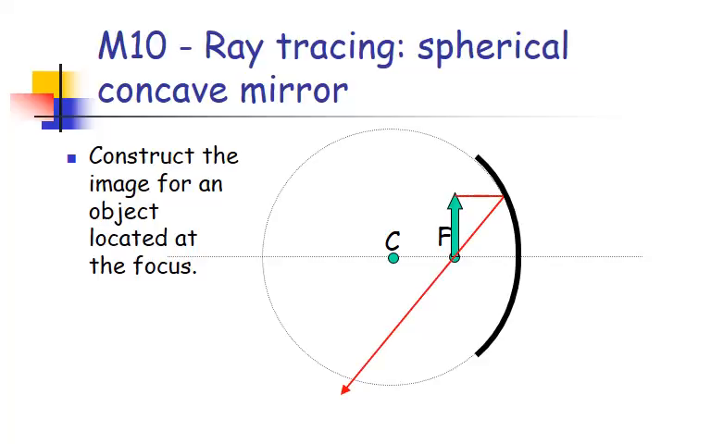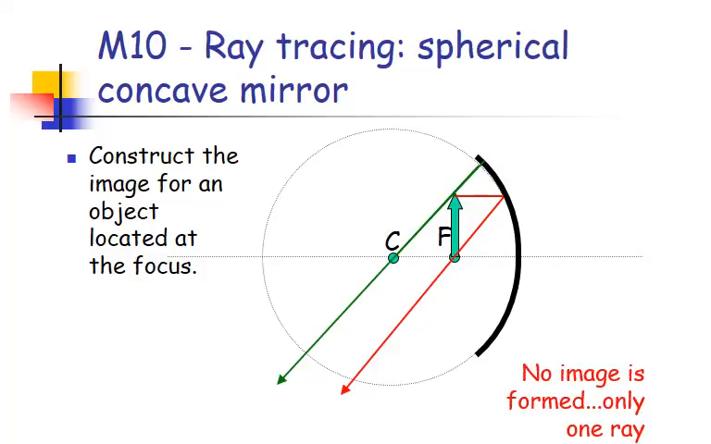Okay, so here's the parallel ray. We have the center ray. It turns out at the focus, no image is formed. It's a big blur. We had a chance to do that today in class where we had the large concave mirror and it's a huge blur there.